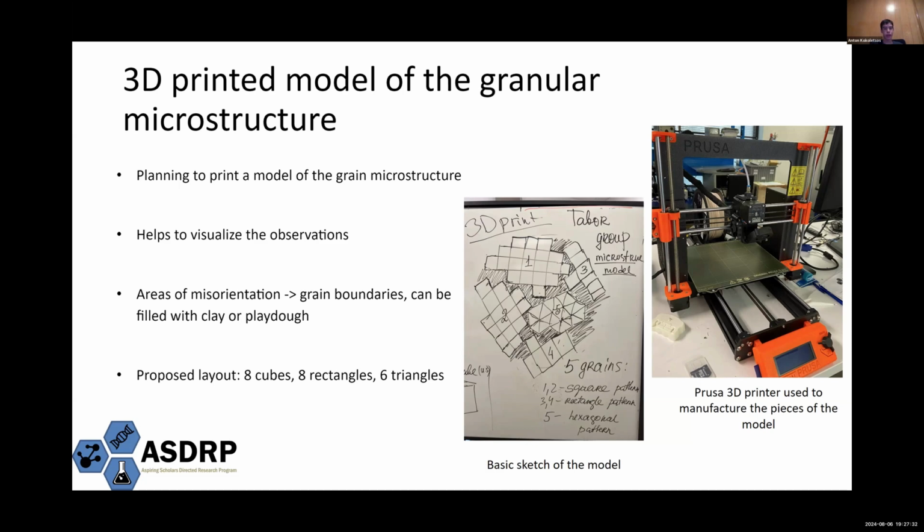However, it will have some gaps in it where the unit cells do not fit together. These are the grain boundaries, and we will use clay or Play-Doh to fill these in. We are still working on this, but right now our proposed layout is 8 cubes, 8 rectangles, and 6 triangles.